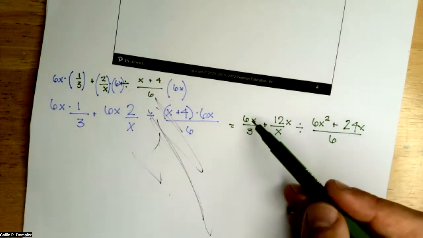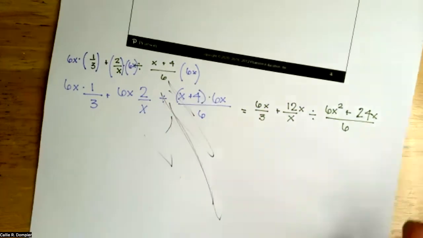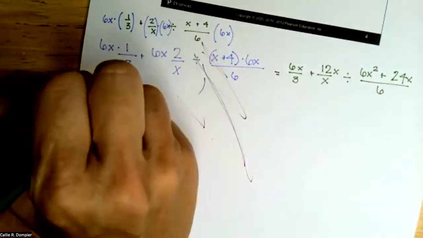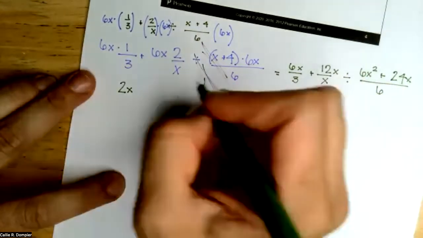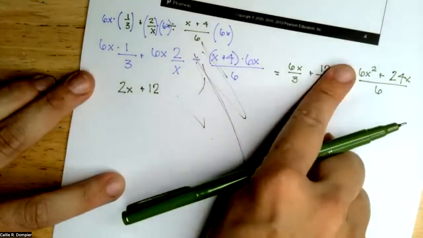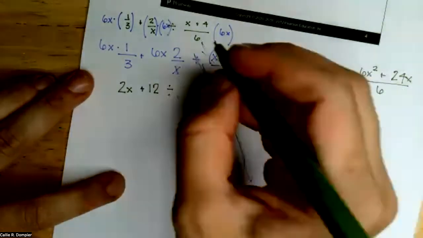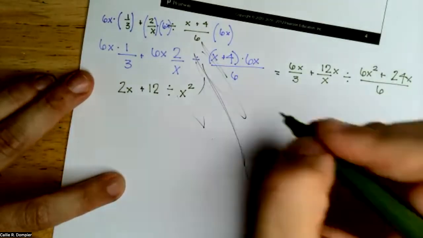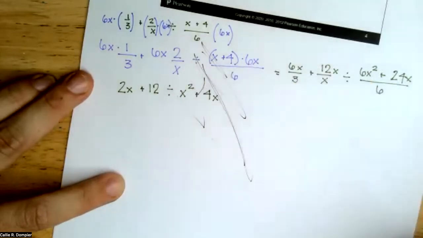Now I can divide 6x divided by 3. So this is like the longest way to do it. If you know a faster way, that's fine. 6x divided by 3, 6 divided by 3 is just 2, so that becomes 2x. 12x divided by x just becomes 12 because x divided by x cancels out. 6x squared divided by 6 is just x squared. And then 24x divided by 6 is just 4x.